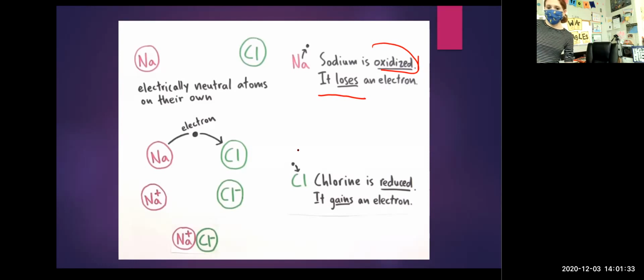Chlorine is getting reduced. Chlorine is a nonmetal, and it's going to gain an electron. Remember we said the nonmetals make those anions. Onions have layers. That's our gaining.